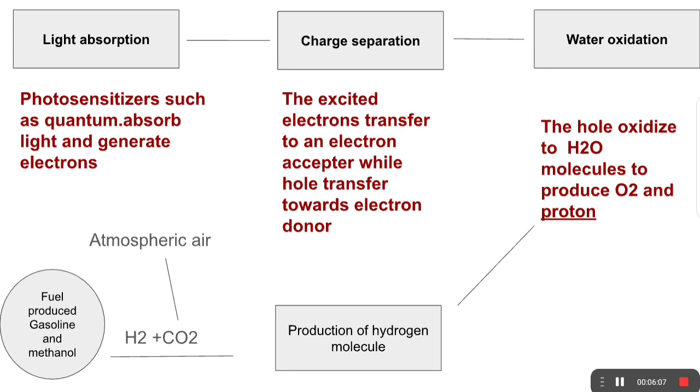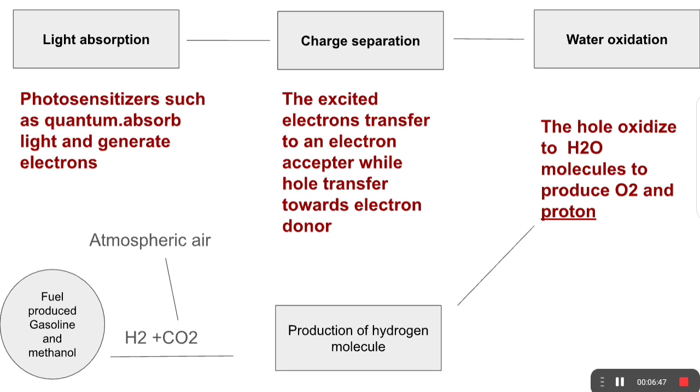As the light is incident on the quantum dot, the electron gets excited, and these electrons get transferred and accepted by electron acceptors, while the holes are transferred toward the electron donor. Next step is the water oxidation. The holes oxidize H2O. These holes oxidize water molecules, and produce O2 and protons. This water molecule gets split into O2 and protons.